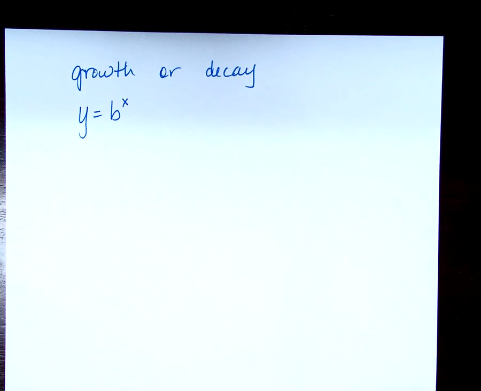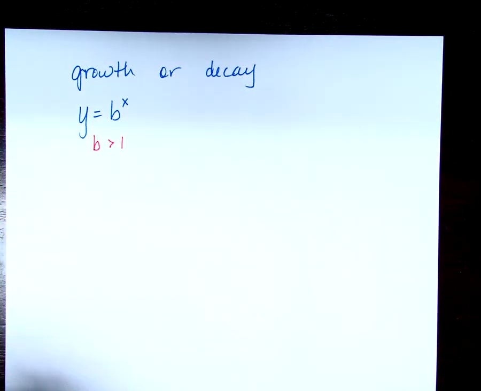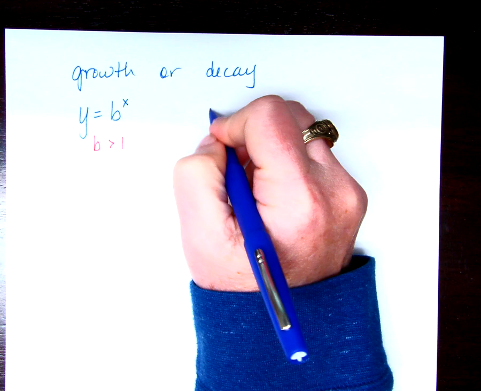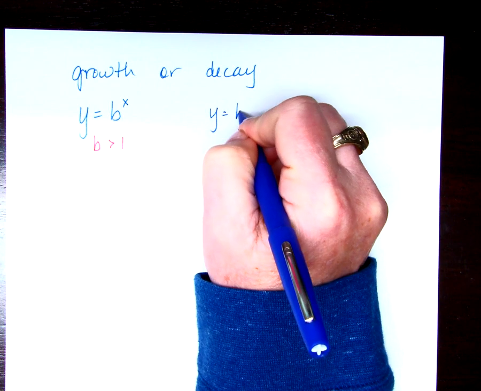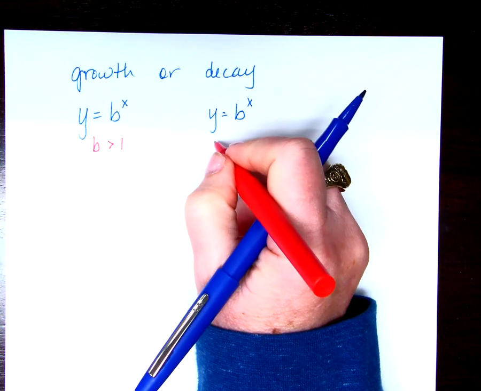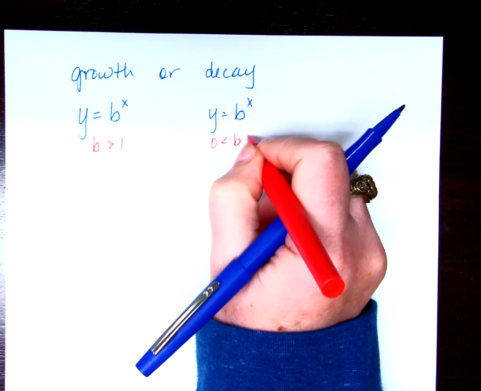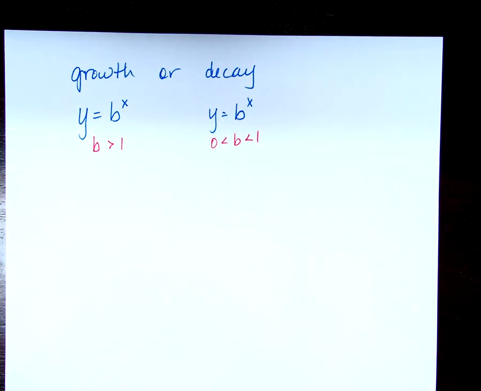What is true about growth? B has to be greater than 1. Good. And then decay. What has to be true about decay? Does that make sense?